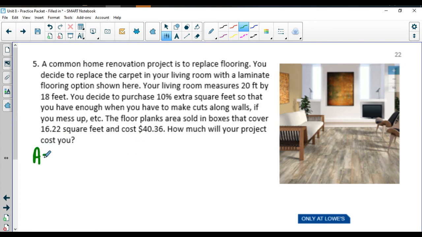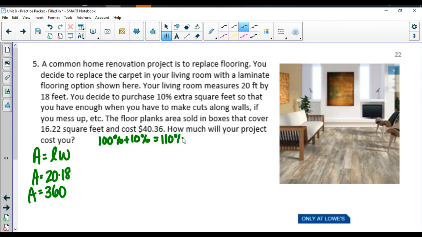So first thing is going to be to figure out your area. It is a rectangular area. So you have 20 times 18, and 20 times 18 is going to give us 360. We are not going to just buy 100% of what we need. We're going to buy 100% plus 10%. So we're going to be buying 110% of our area. So that's going to be 1.10 times 360. So 1.10 times 360 is going to give me 396 square feet of tile that I need.